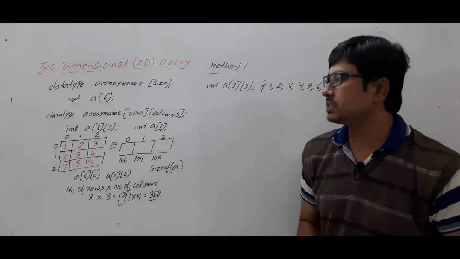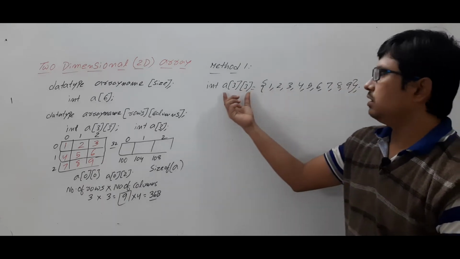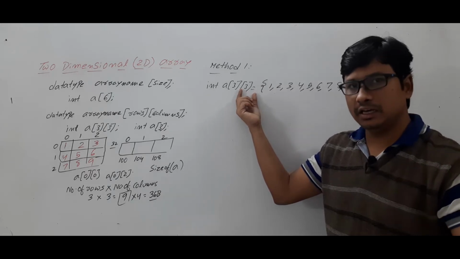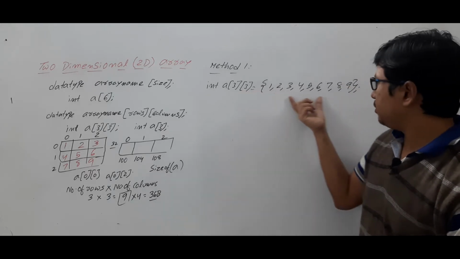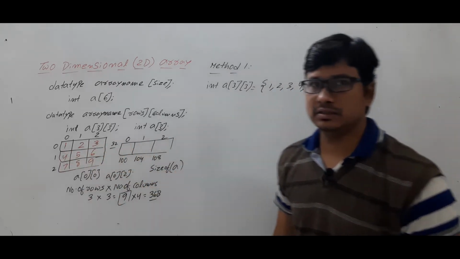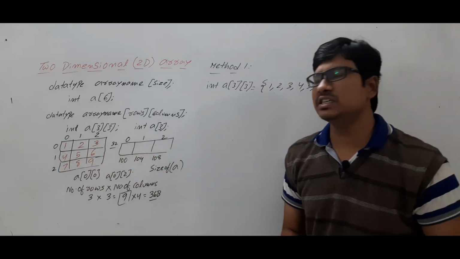Are you able to understand? You have given the number of rows and number of columns as 3 and 3. So a total of 9 elements can be stored, and you have given all the 9 elements. Then the values will be stored like this. Now I want to change a little bit.